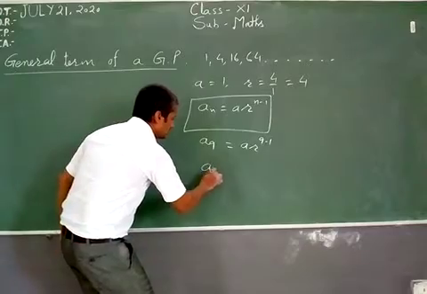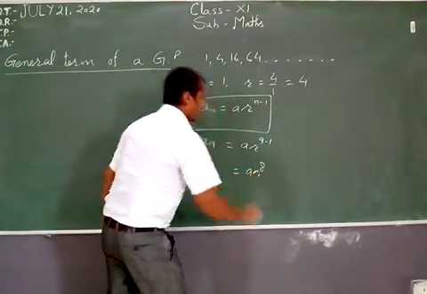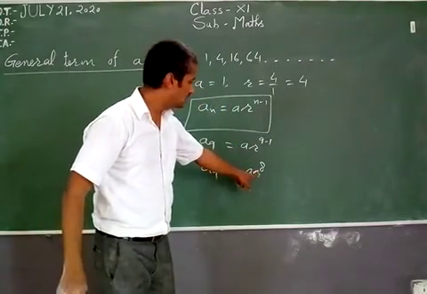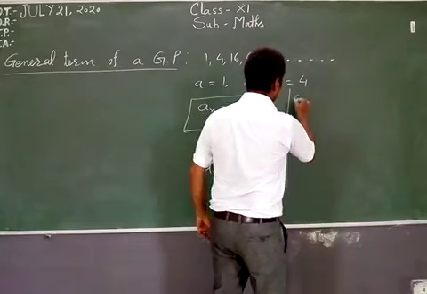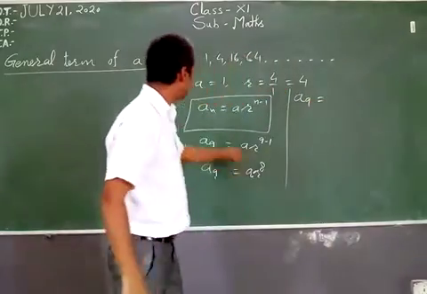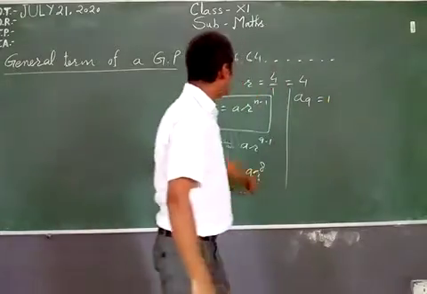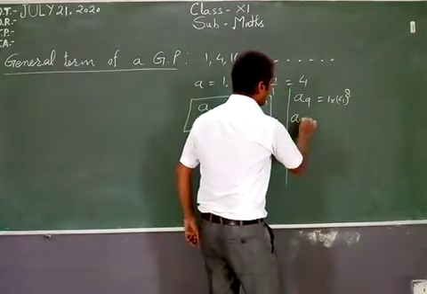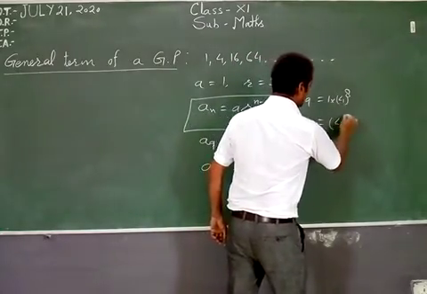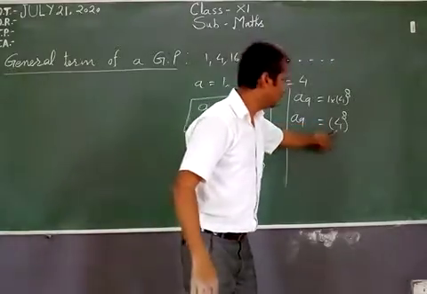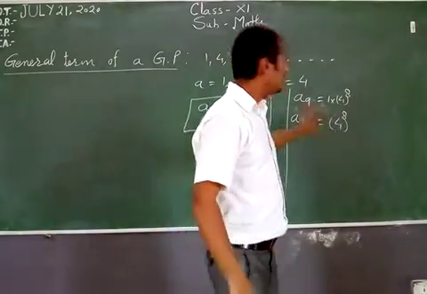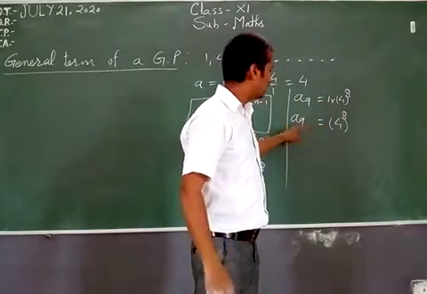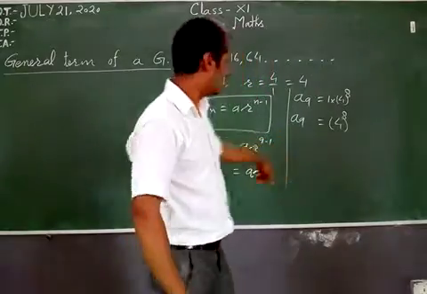To find the ninth term, we have to calculate A into R power 8. A9 equals the value of A, 1, and the value of R, 4, so 4 power 8. The ninth term of the given GP is 4 power 8. No need to calculate the value. We can just write that the ninth term of the given GP is 4 power 8.